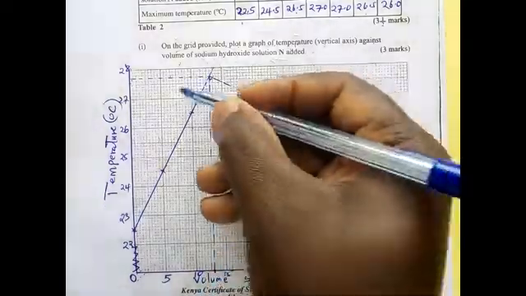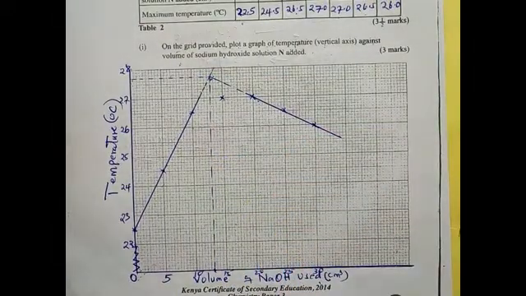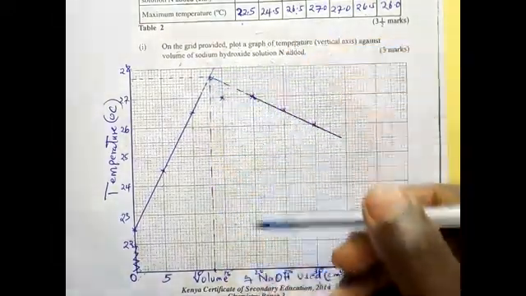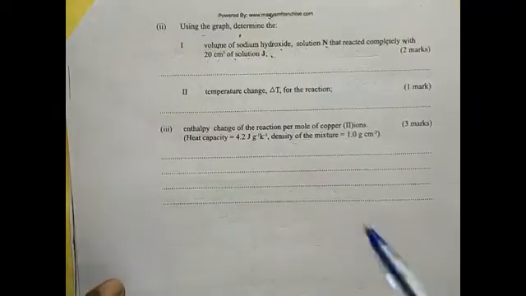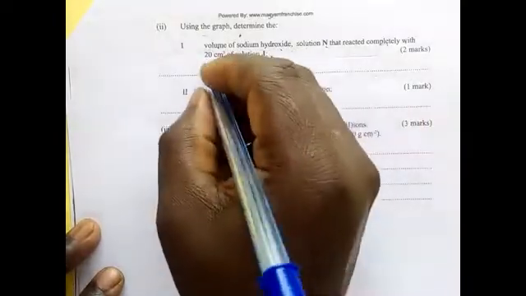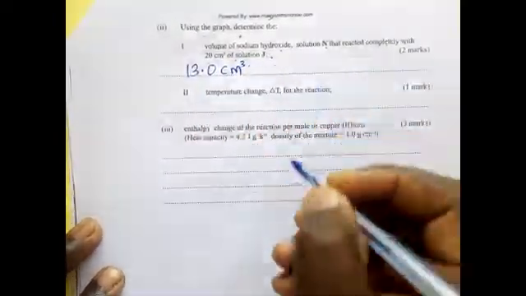We use this. So you have to show by using the dotted line. That's why they say from the graph. If you don't draw this dotted line, you won't score that mark. So the volume of sodium hydroxide used is 13.0 centimeters cube from the graph.